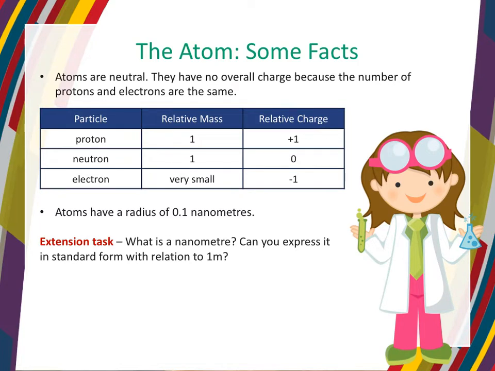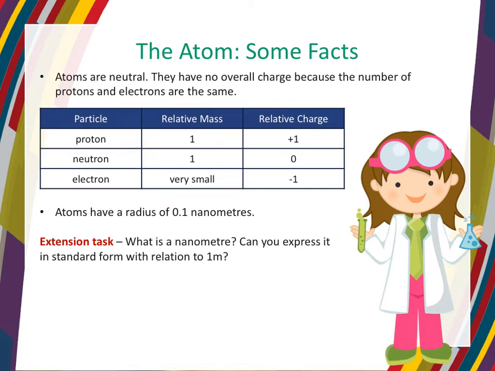So, the atom. Here are some facts. Atoms are neutral. They've got no overall charge because the number of protons and electrons are the same. So if you had 5 positive protons in the nucleus and 5 negative electrons going around the outside in the shells, then the 5 plus and the 5 minus would cancel each other out and you wouldn't have a charge, which is why all atoms are neutral. Now, there are some charged situations. We talk about something called ions later on in the chemistry schemes, but for now we're just concentrating on the atom.